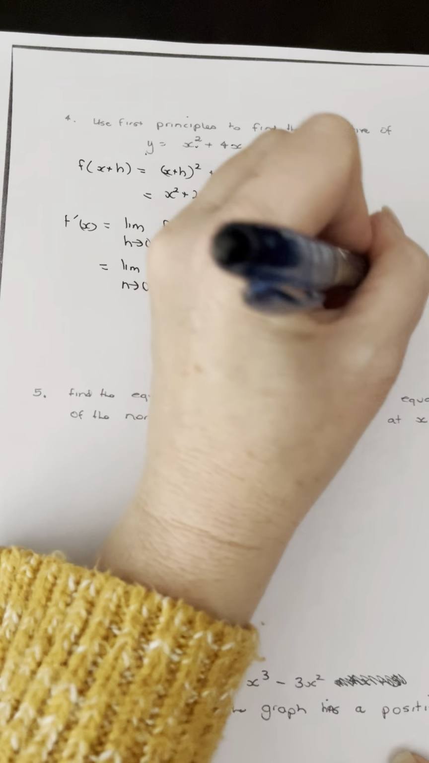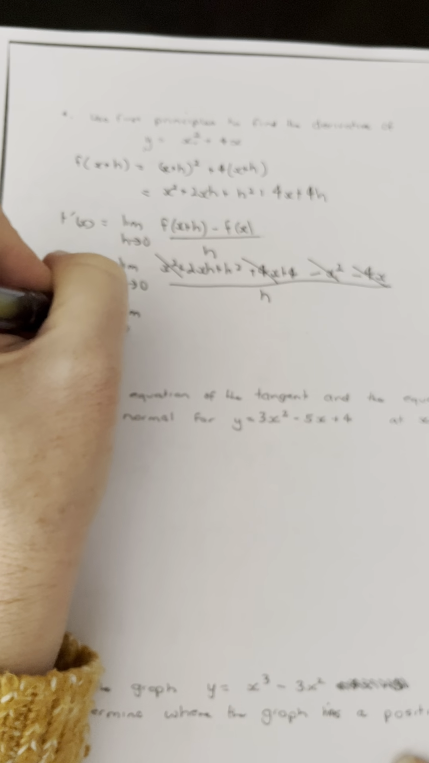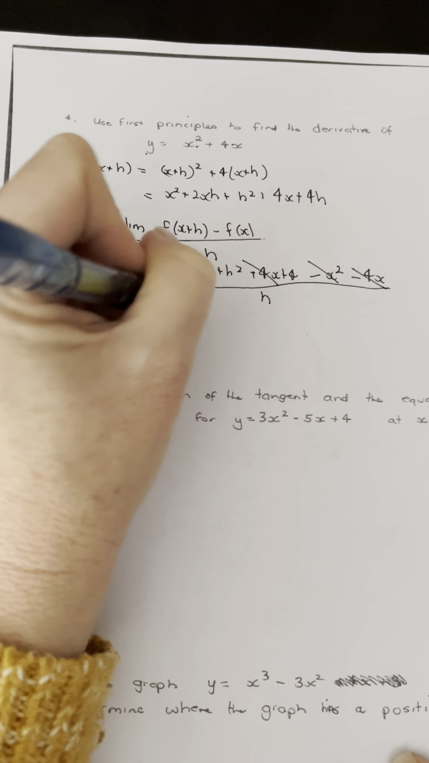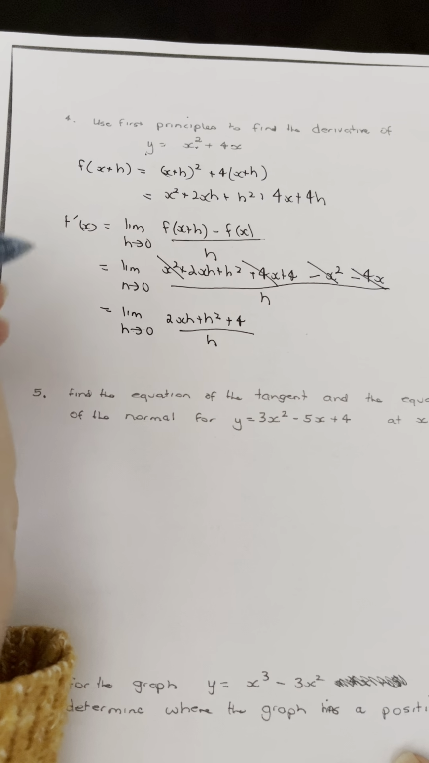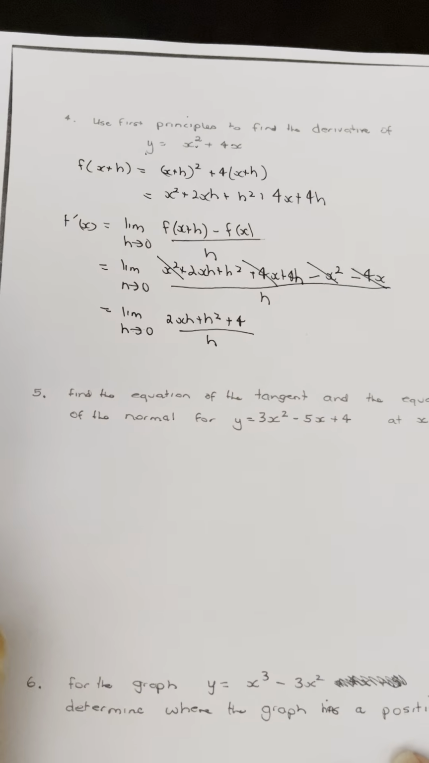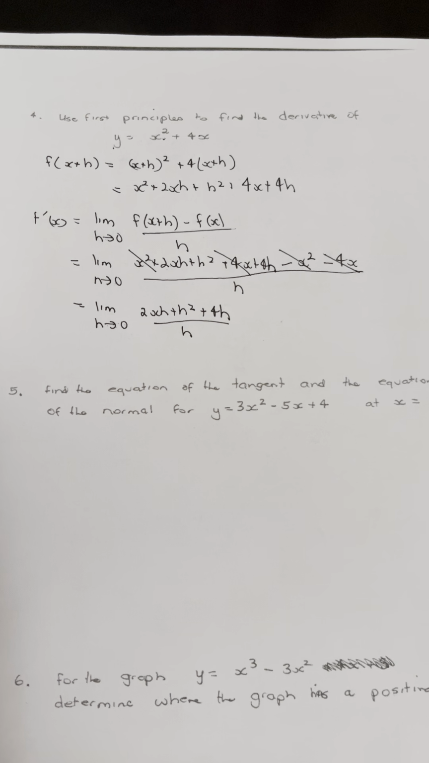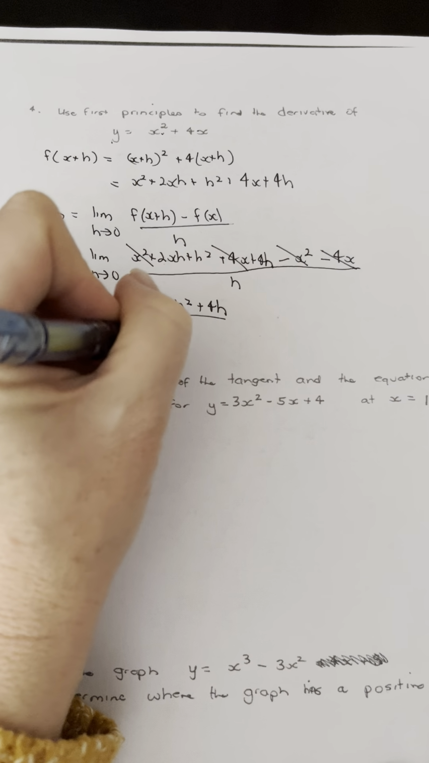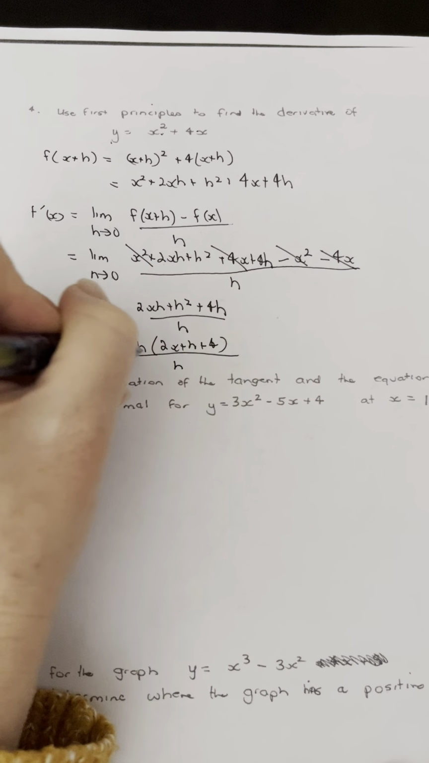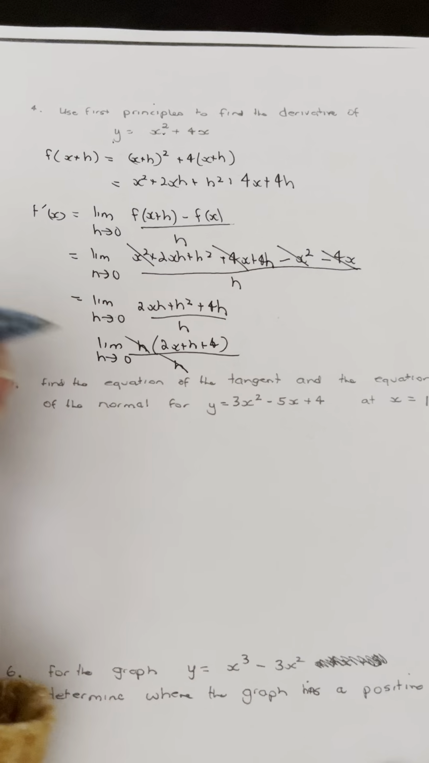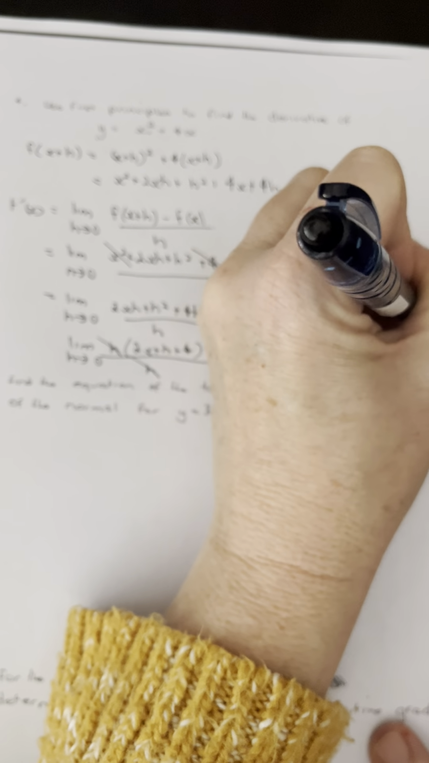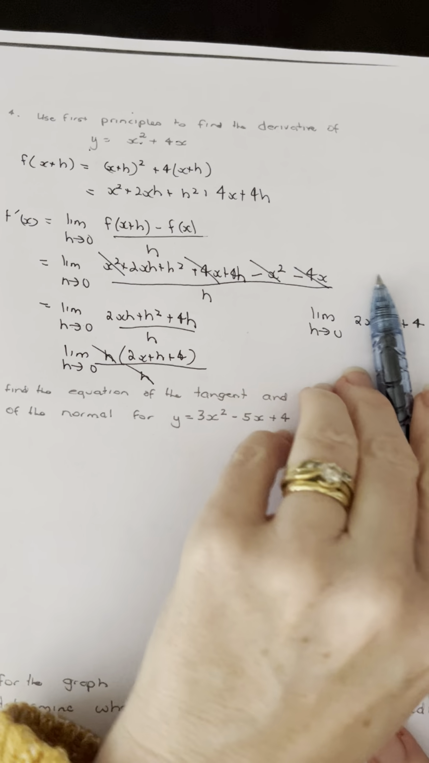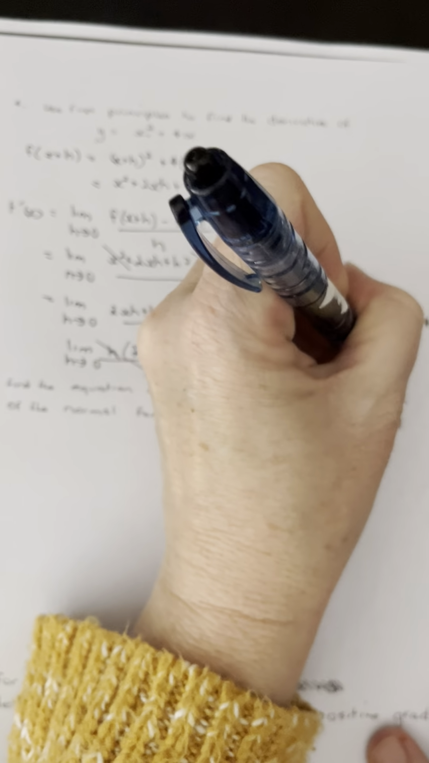I can cancel out the x squared and the minus x squared, the 4x and the minus 4x, so that gives me the limit as h approaches 0 of 2xh plus h squared plus 4h over h, and I must have missed an h up there, forgot to write my h. So now I'm going to take out that common factor of h: 2x plus h plus 4 over h, so I can cancel that out. So I end up with the limit as h approaches 0 of 2x plus h plus 4. As h approaches 0, that will go, so that will equal 2x plus 4.